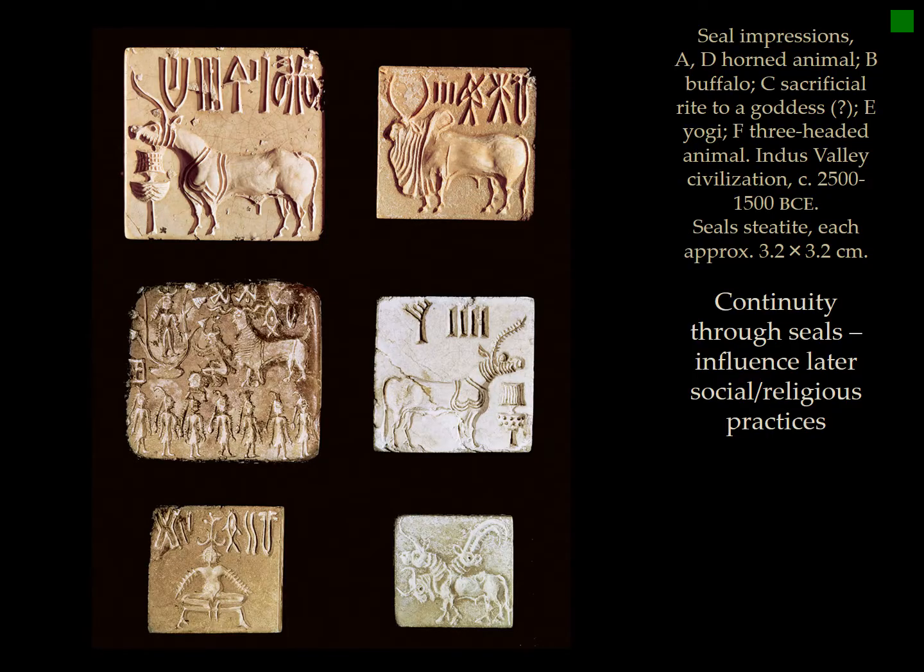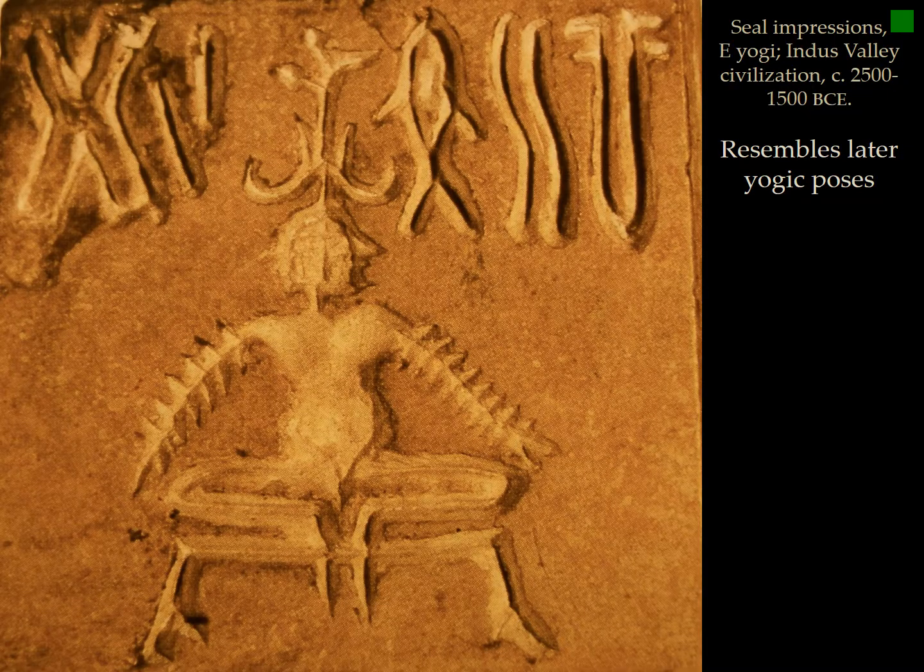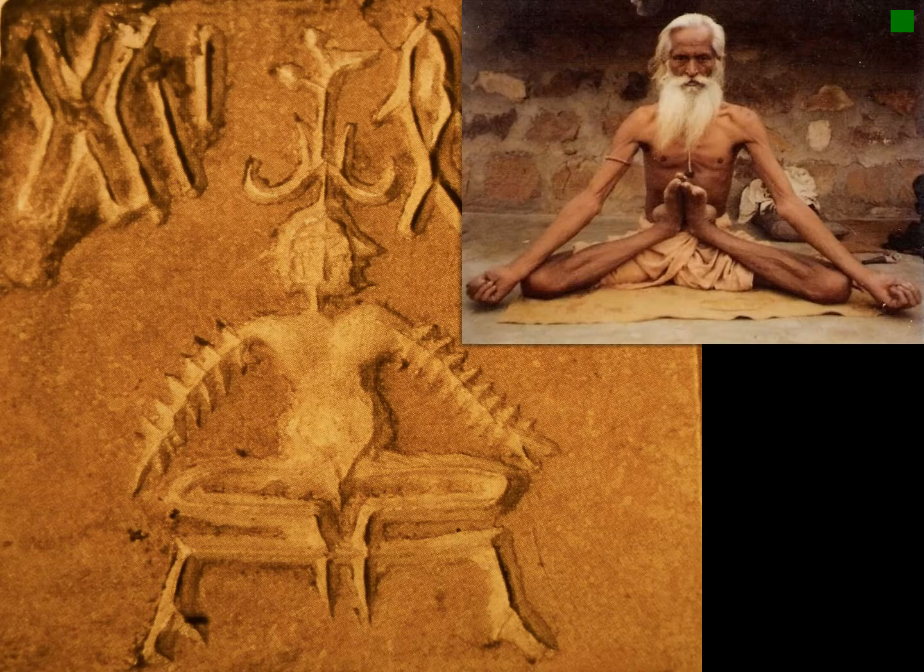The continuity of this culture is maintained through the seals, which would influence these later social and religious practices, whether it be ensuring that cows are sacred, certain goddesses in the Hindu tradition being worshipped, or different types of yogic poses. For here we have a man seated in a pose that resembles strikingly later poses by yogis, such as one seen here, whereby the feet would be brought together in the lap.